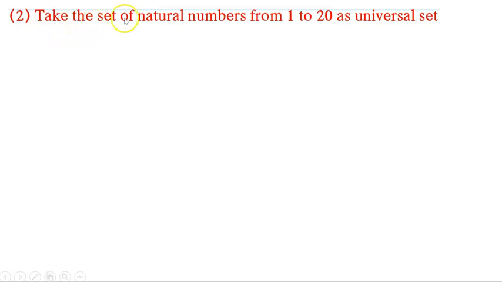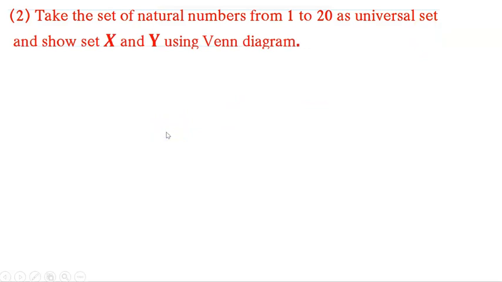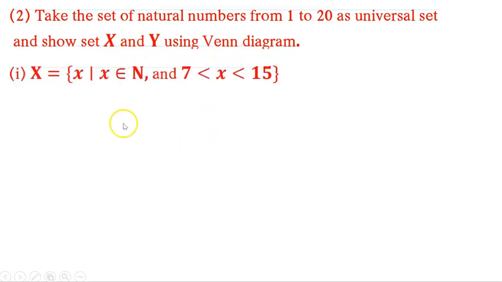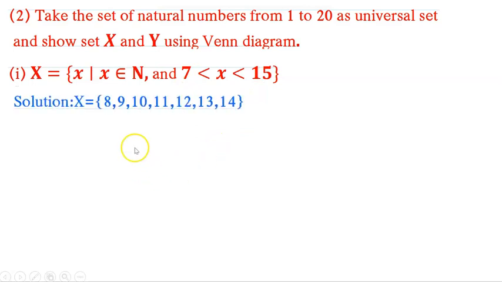Next, take the set of natural numbers from 1 to 20 as the universal set and show the sets X and Y using a Venn diagram. X is equal to {x such that x belongs to the set of natural numbers and x lies between 7 and 15}. Now see this, the number more than 7, म्हणजे 7 पेक्षा मोठा पाहिजे आणि 15 पेक्षा less पाहिजे: 8 9 10 11 12 13 14. This is X.